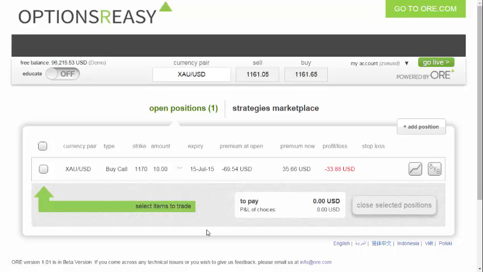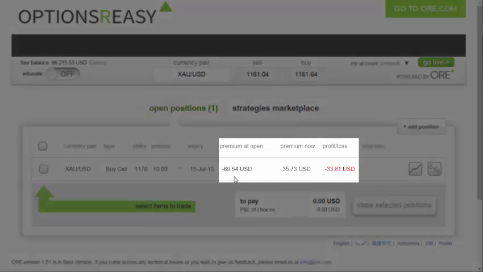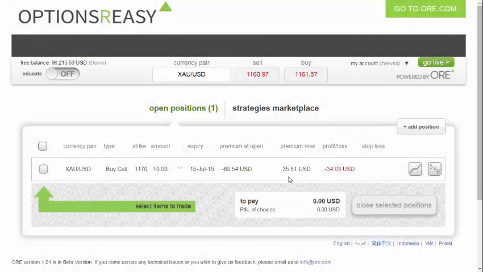The trade will be opened in your Open Positions page, and from here you can monitor the running profit or loss. You'll see the amount you paid for it, that's $69, and you can see the amount that the trade is currently worth. And as your option contract becomes more attractive, the premium, the value of the option, will rise.